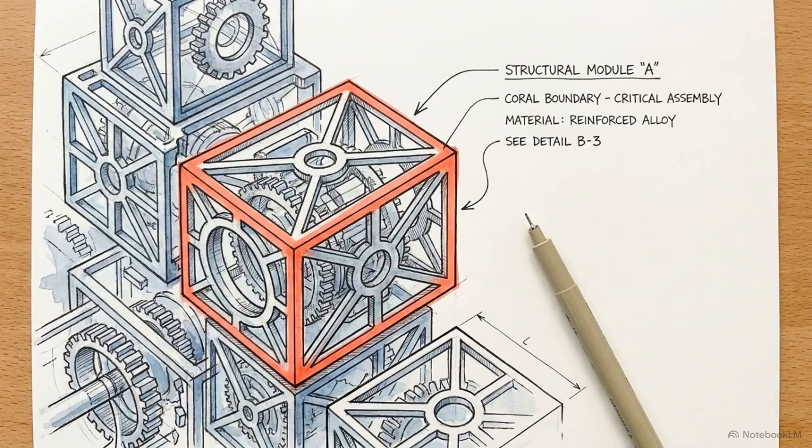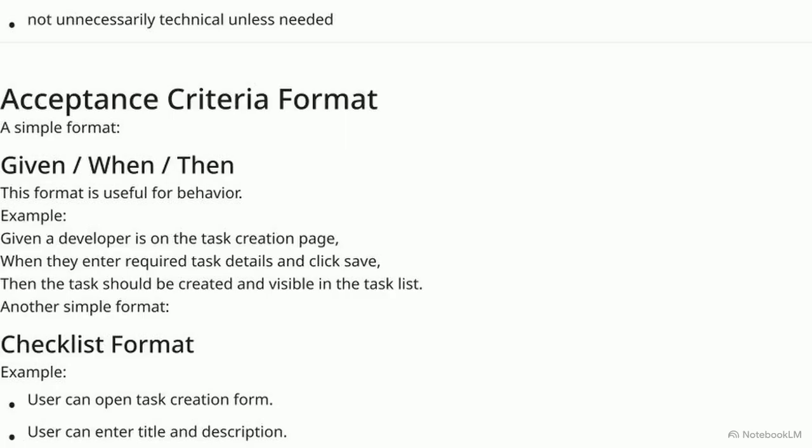A requirement is not ready for implementation until the exact conditions for its completion are defined and testable. This document uses the given, when, then format. Given a developer is on the task page, when they click Save, then the task is visible.